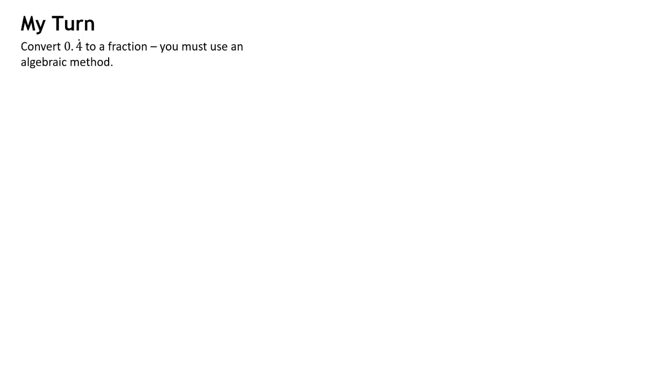So here we have a recurring decimal. We have got 0.4 recurring. I know it's recurring because of this little dot above it. The little dot means it goes on indefinitely. Now, this would not be a calculator type question. This would be a non-calculator question, and we need to use an algebraic method here.